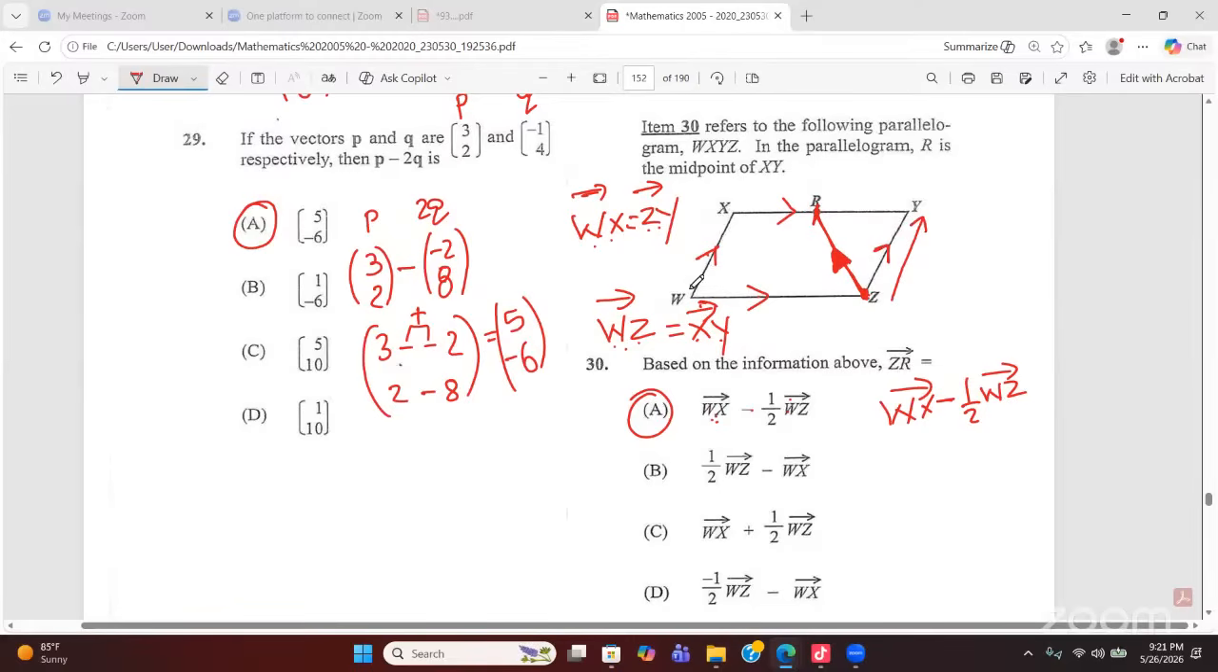If I don't see ZY, I have to work with WX. That's why we said that. See? Because this is the same as WX as well. They are twins, opposite sides.